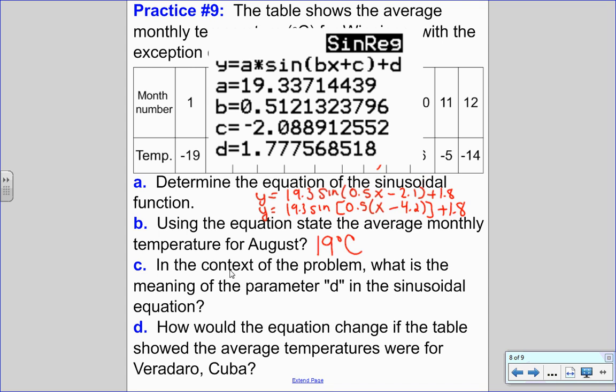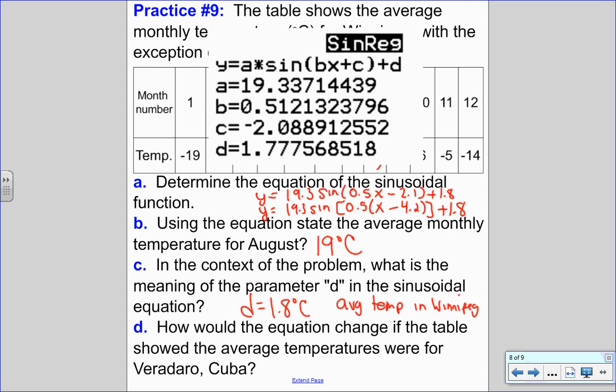Okay. Next question says, in the context of the problem, what is the meaning of the parameter d? So in this case here, d is 1.8. It's a y value, so it's degrees Celsius. So what d is, is the midline, which is the average. So this is the average temperature for the year in Winnipeg. So if you were to ask what is it on average, that means take out the highs, the lows, right in the middle, it's about 1.8 degrees Celsius, which is pretty chilly. That's why we call it Winterpeg.